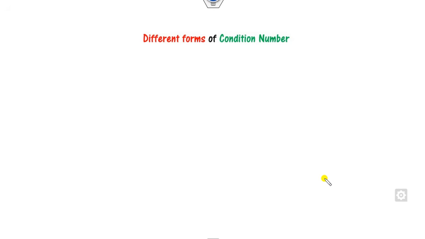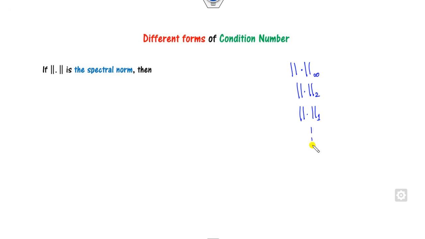What are the different forms of the condition number? They are based on the different norms, because this is my norm. It can be the infinity norm or max norm, it can be the spectral norm, it can be the norm of 1, and many more. If I consider the spectral norm, that means it is the L2 norm, fine, also called the Euclidean norm.